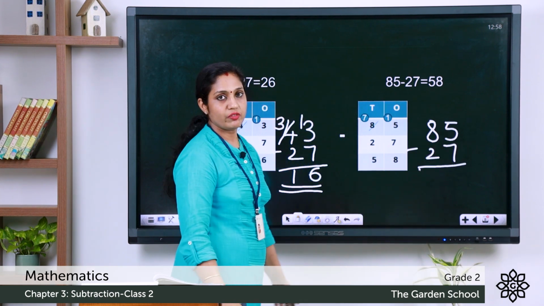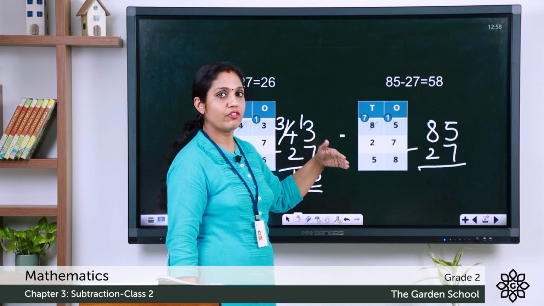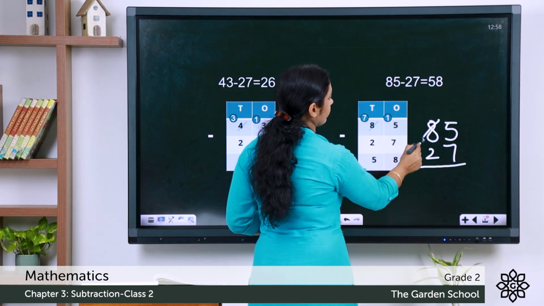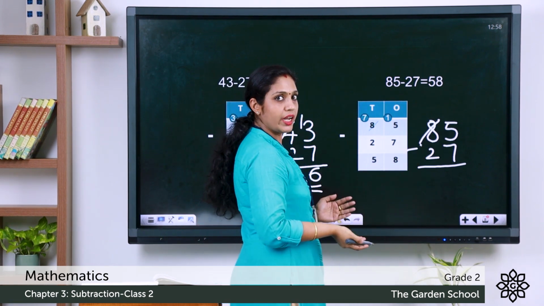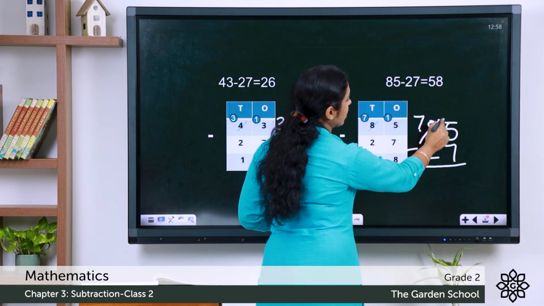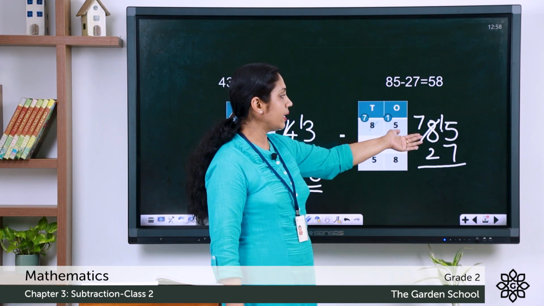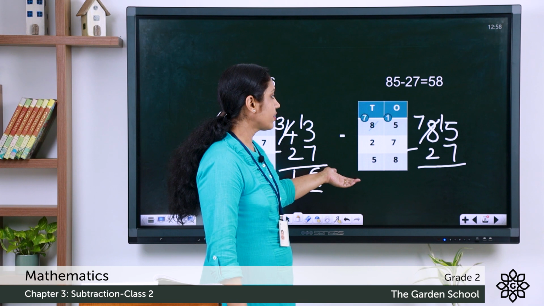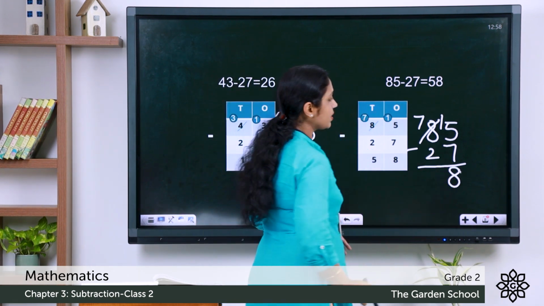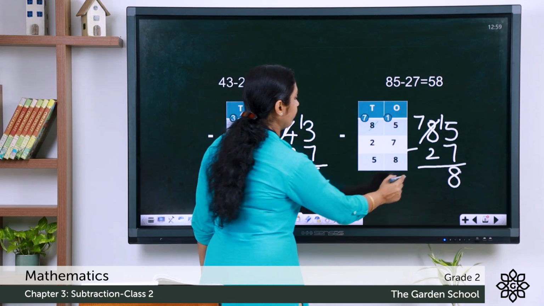In the ones position we have 5 and 7. We are not able to subtract 7 from 5. So we are going to the tens place for borrowing. When you borrow 1 from 8, you get 7. You can write that 7 here and that 1 in the ones place, and now you get 15. So now we have 15 minus 7 and the answer is 8. In the tens place we have 7 minus 2. The answer is 5.